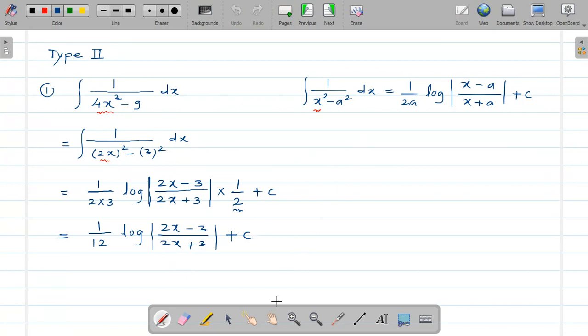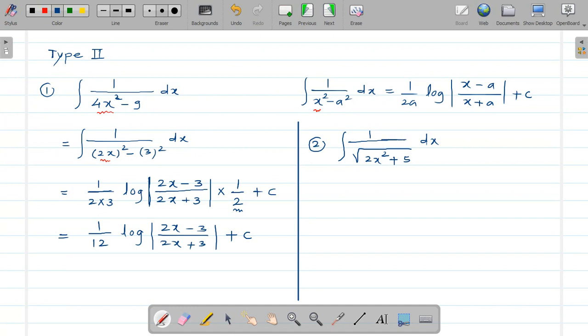Now let us take one more example. I will write here second one. Now suppose you want to evaluate the integration of 1 upon root of 2x square plus 5.